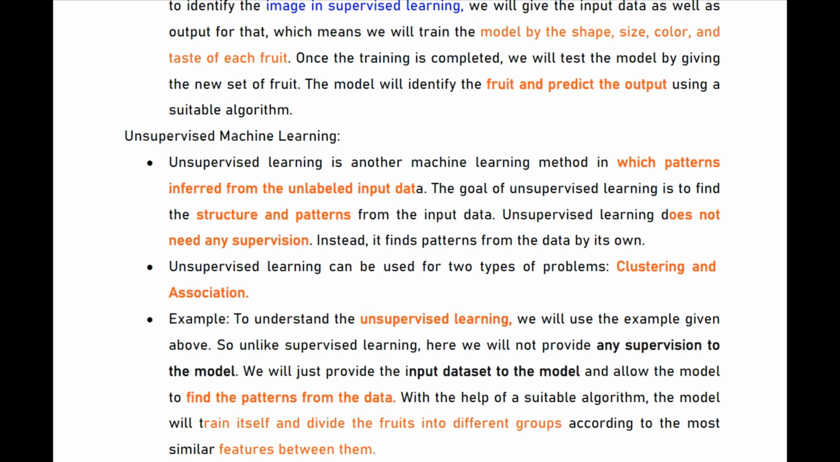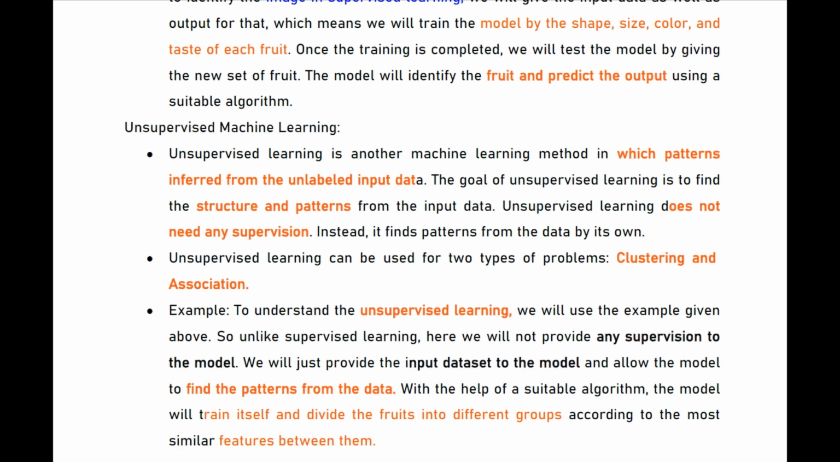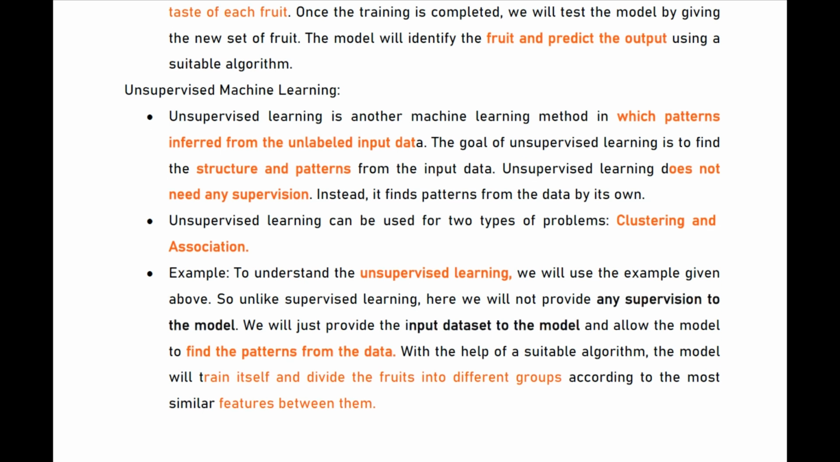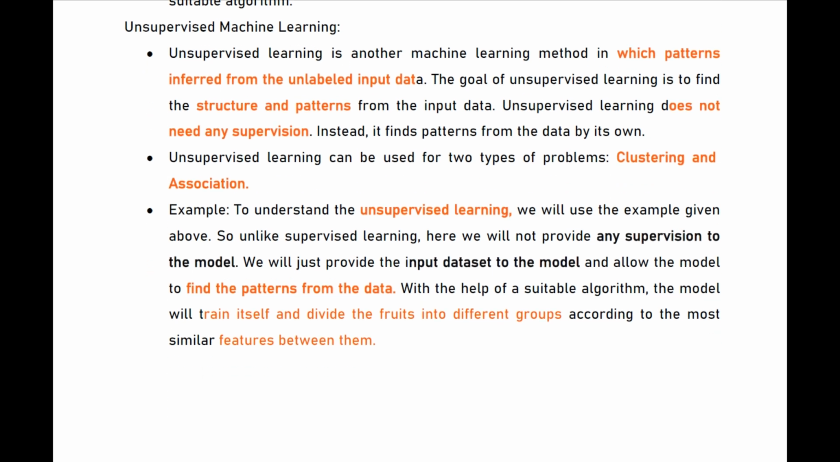Unsupervised machine learning is another machine learning technique, which uses unlabeled data. With unlabeled data, the model has to find out the structure and the pattern of the input data. Unsupervised learning does not require any supervision. Unsupervised learning algorithms have clustering and association problems.